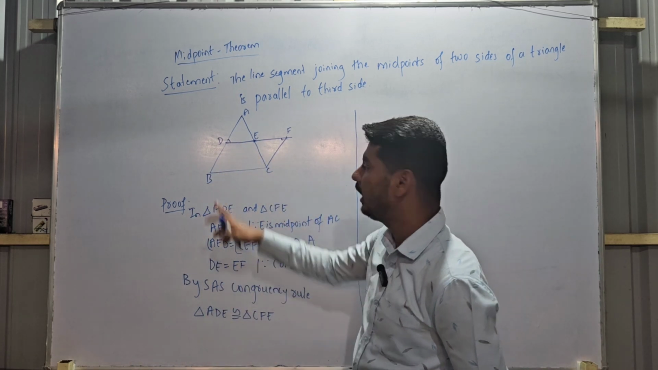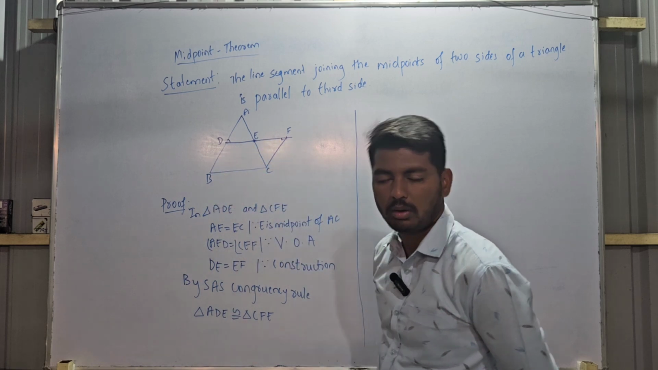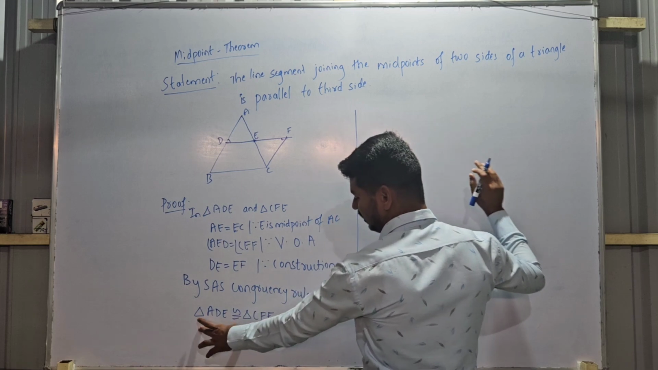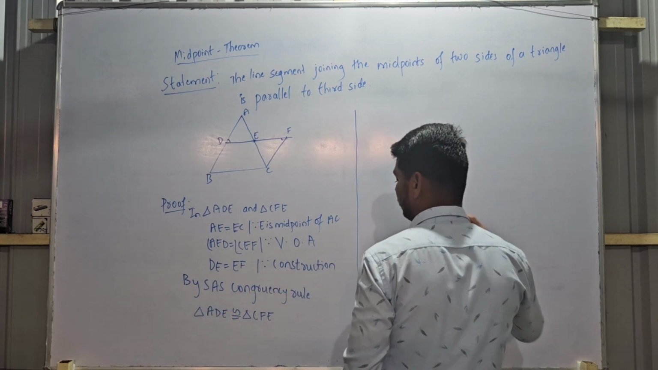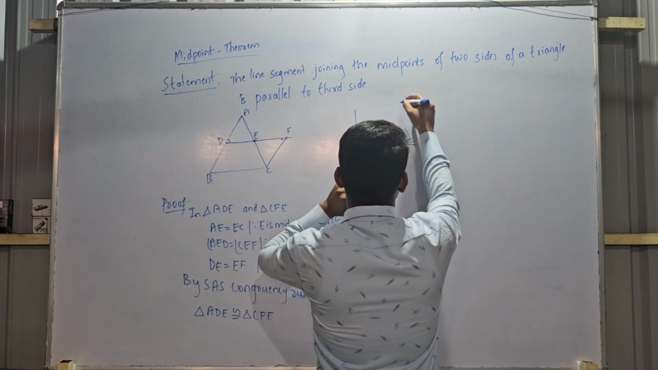Okay, we got that the triangles are congruent, but our intention is to prove that DE is parallel to BC and that DE is half of BC. Now, since we have proved the triangles are congruent, by CPCT we can take the corresponding parts as equal. So I will take angle ADE.